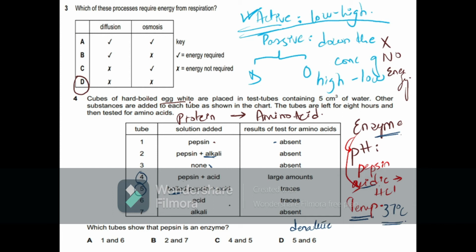So basically test tube number 4 and 5 is showing the property of the enzyme, that enzymes are pH sensitive and enzymes are temperature sensitive. So test tube number 4 and 5 is showing that pepsin is an enzyme, because pepsin works in acidic pH, and boiled pepsin could not work, because boiled pepsin denatures due to rise in temperature. So option number C is the right option.